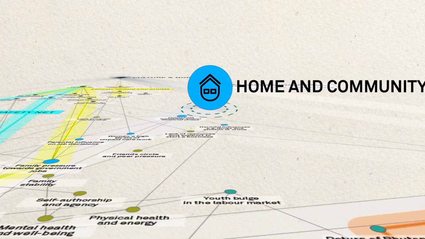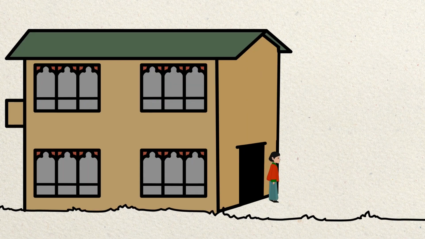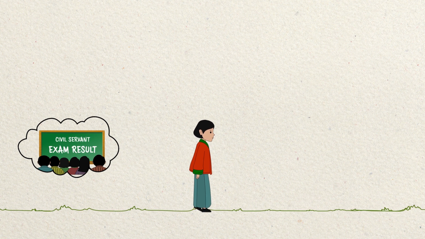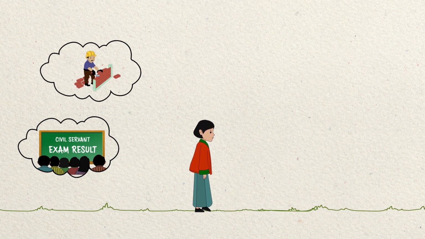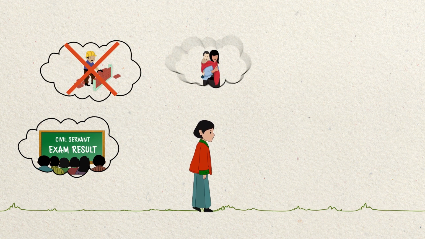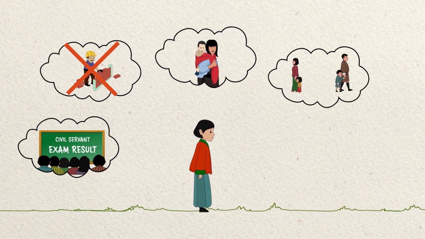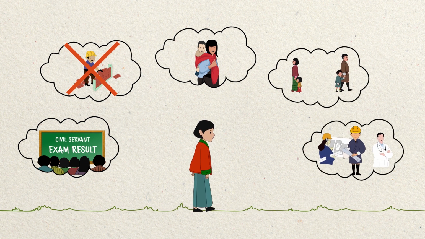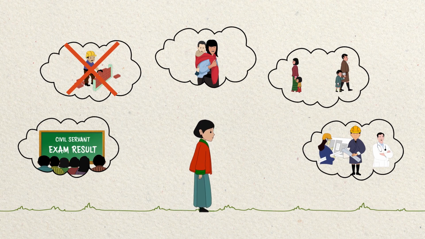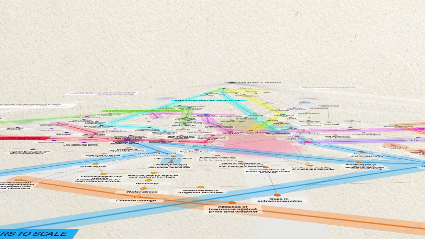Under the home and community domain, the pain points were high preference for public sector jobs, stigma around blue-collar work, unpaid care work, family instability, and high parental and societal influences on jobs and career decisions.